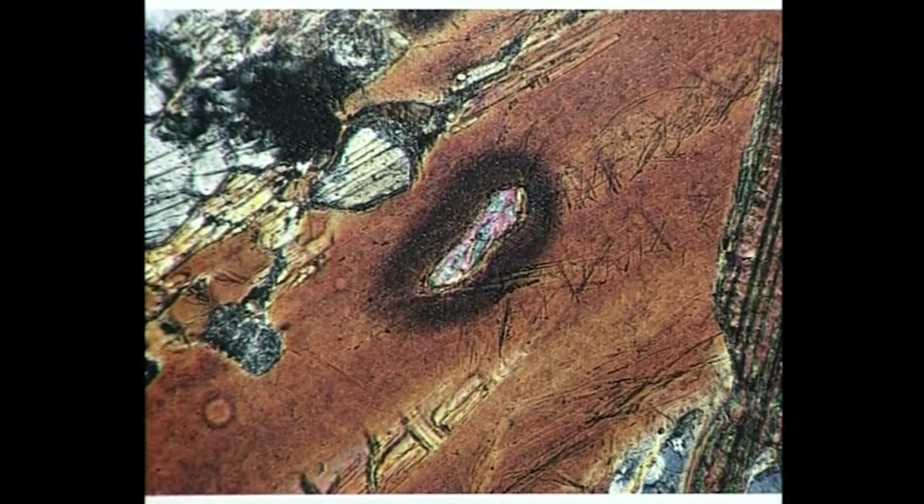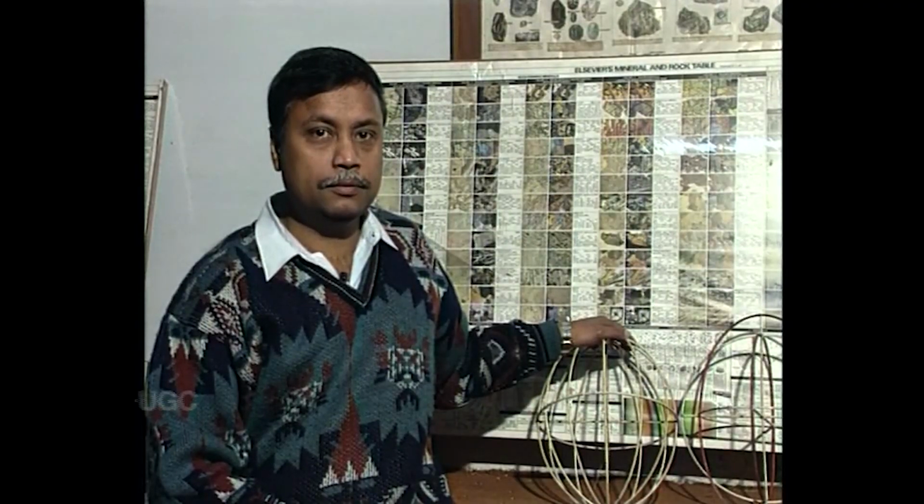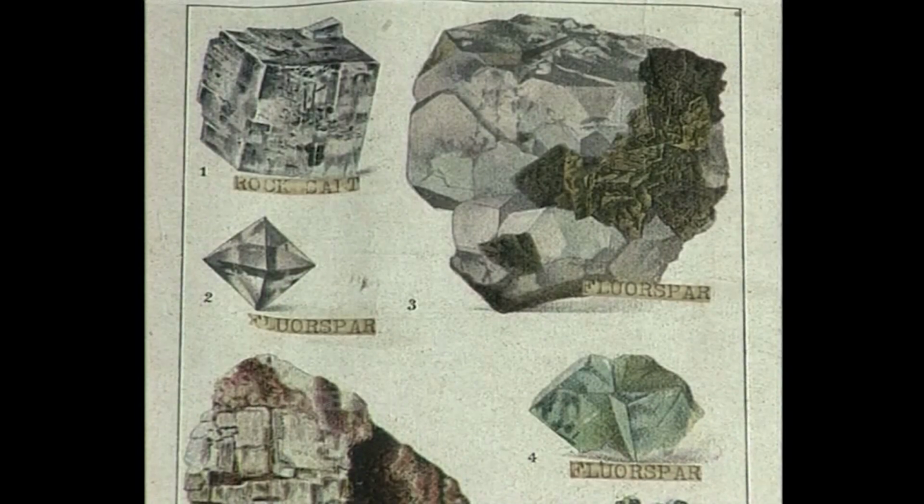Basically, many optical properties of minerals are related to their refractive index. There is one category of minerals in which the velocity of light is uniform in all directions. Such minerals have a constant value of refractive index. These are called isotropic minerals. Minerals crystallizing in cubic system belong to this category.